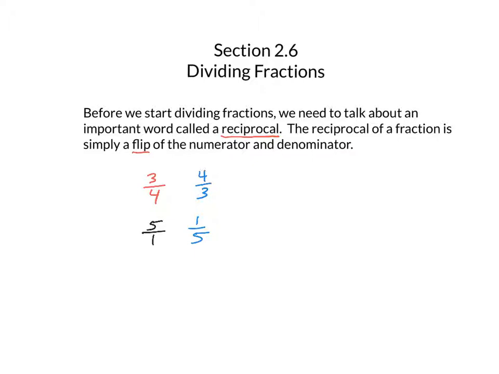This even works if you have a mixed number. If you have the mixed number 1 2/3, we can first change that into an improper fraction by using the process of multiplying. 3 times 1 is 3, plus 2 gives me 5. So if I want to change the mixed number 1 2/3 to an improper fraction, it is 5/3. The reciprocal of 5/3 is just 3/5. And we will be using this idea as we talk about dividing fractions.